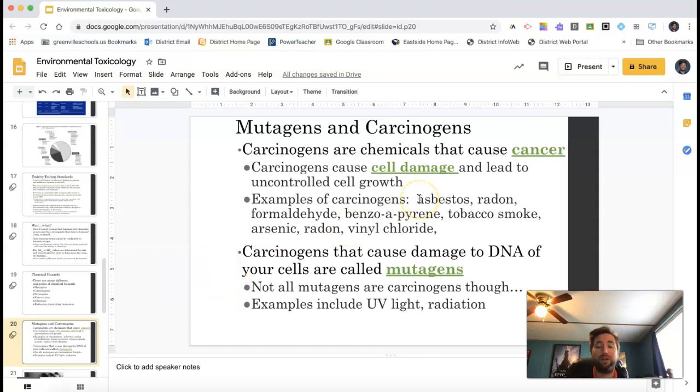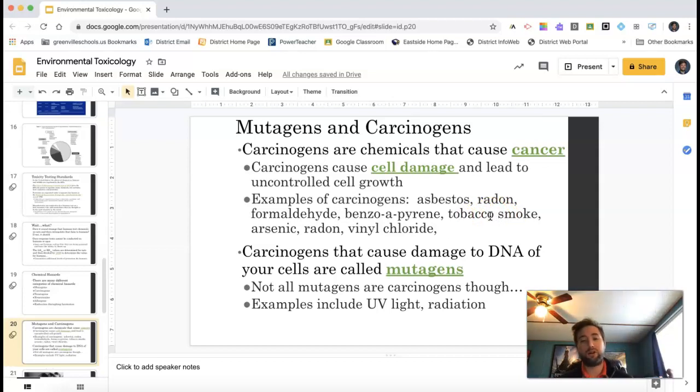Asbestos, remember those things, this will get into your lungs, those long, thick fibers that were in ceiling tiles during the 1970s. Radon is coming from the radioactive decay of uranium in your basement. Formaldehyde, that's a VOC. Benzopyrene, both of these are from tobacco smoke, so if your parents smoke inside, you're probably going to be exposed to a lot of these chemicals.